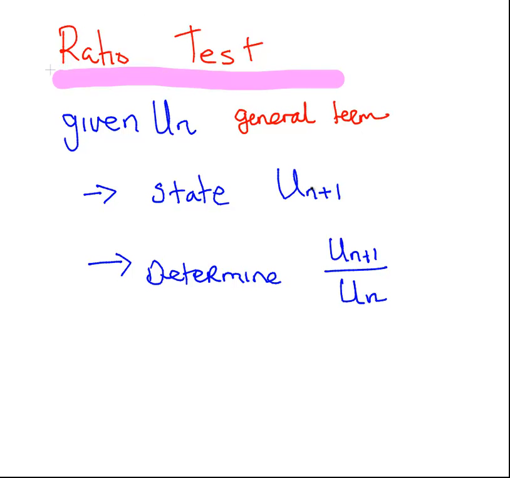of a sequence. So you're given that, and essentially what you have to do is state u of n plus 1. So it's the term that comes after u of n. And then what we're going to do is determine u of n plus 1 divided by u of n. Okay, so that's the sort of ratio that we're going to calculate.